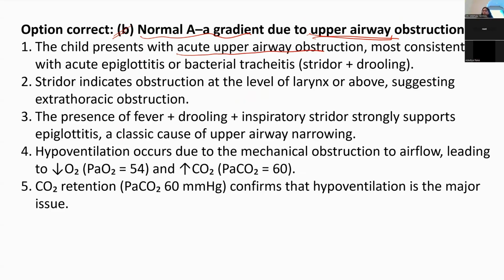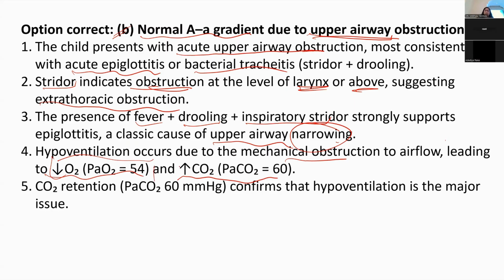The child is presenting with what? Acute upper airway obstruction, most consistent with acute epiglottitis or bacterial tracheitis, anything which is blocking the upper airway tract. Stridor indicates obstruction at the level of larynx or above, suggesting some extrathoracic obstruction. Fever with drooling of saliva plus inspiratory stridor strongly suggests some upper airway obstruction with infection. Hypoventilation is occurring because the upper airway is obstructed, causing mechanical obstruction. So there is hypoxia with hypercapnia.